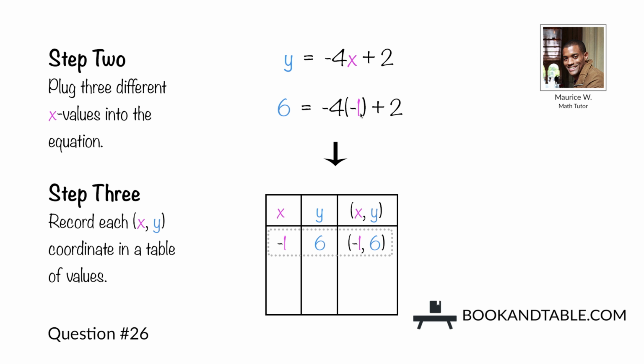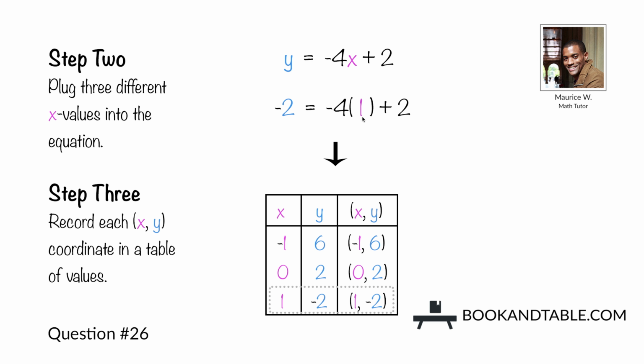You then plug in 0 for x. Negative 4 times 0 is 0. 0 plus 2 is equal to 2. So when x is equal to 0, y is equal to 2. So that is the second coordinate. And then the third coordinate, when x is 1, we have negative 4 times 1, which is negative 4. Negative 4 plus 2 is equal to negative 2. So when x is equal to positive 1, y is equal to negative 2. So that is the third coordinate we write down.